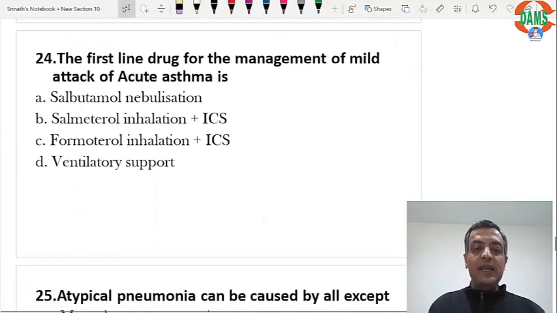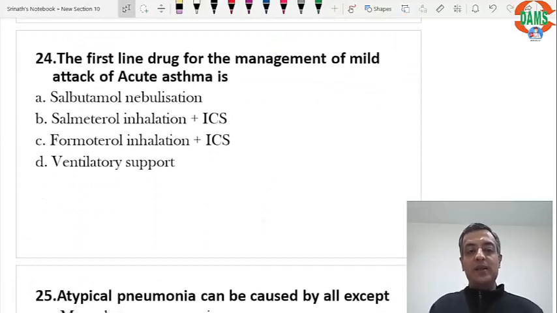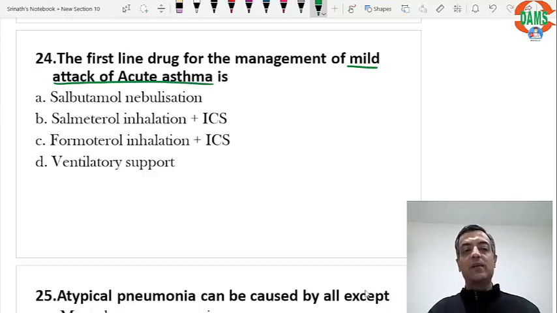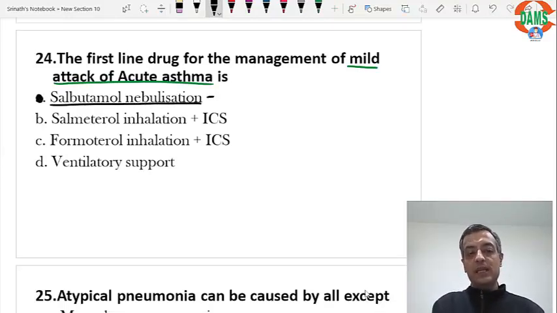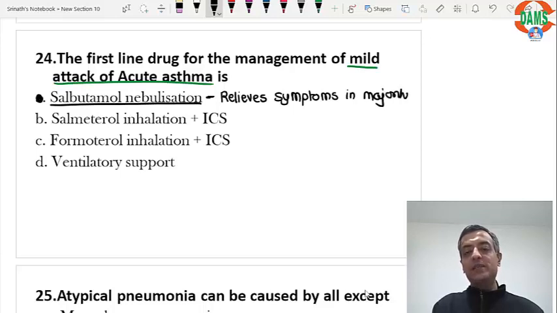Question 24. The first line drug for the management of a mild attack of acute asthma. What did we used to give when acute asthma came? We used to give the patient salbutamol nebulization. Salbutamol nebulization relieves the symptoms in the majority, hence it was commonly prescribed.